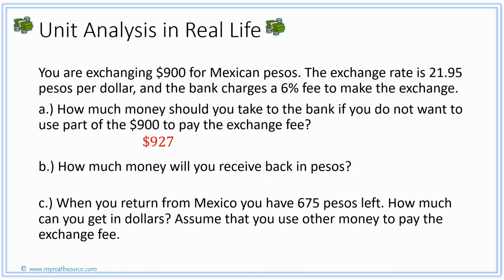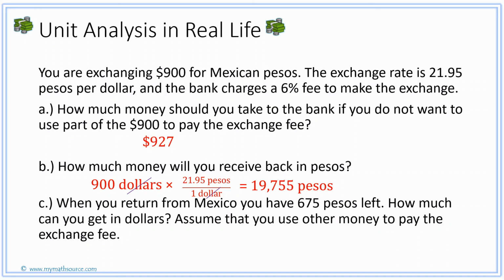All right, let's go to part C. And I'll put that working back in there so you can see that. All right, so part C says, when you return from Mexico, you have 675 pesos left. So you spent a good bit of money on this trip. How much can you get back in dollars? Well, first assume that you use your other money to pay the exchange fee. So don't worry about trying to do a percent change. Just use the 675 pesos that you have and return it back to dollars.